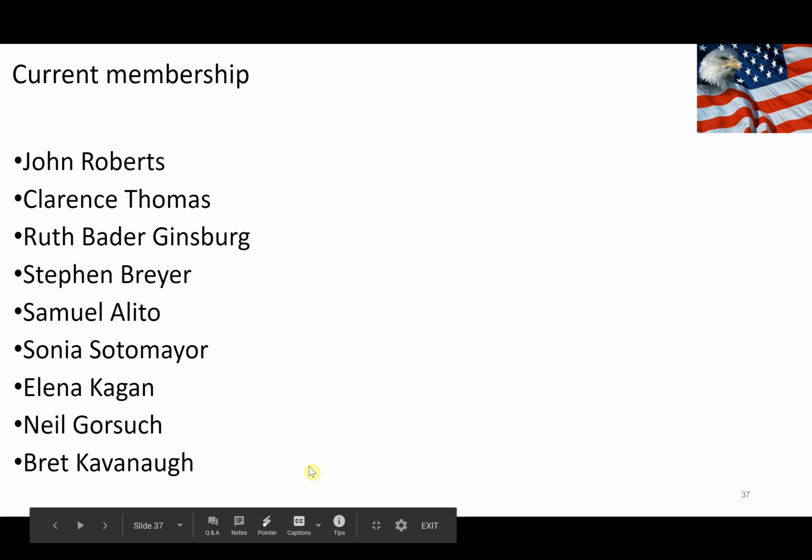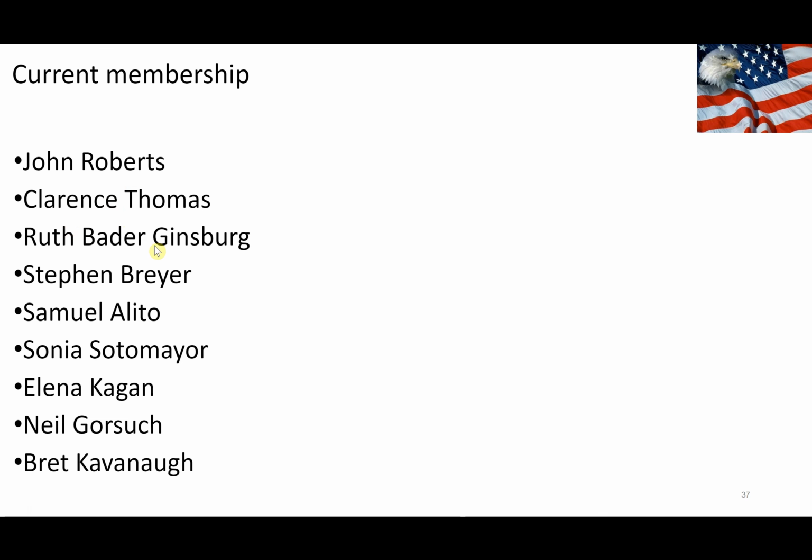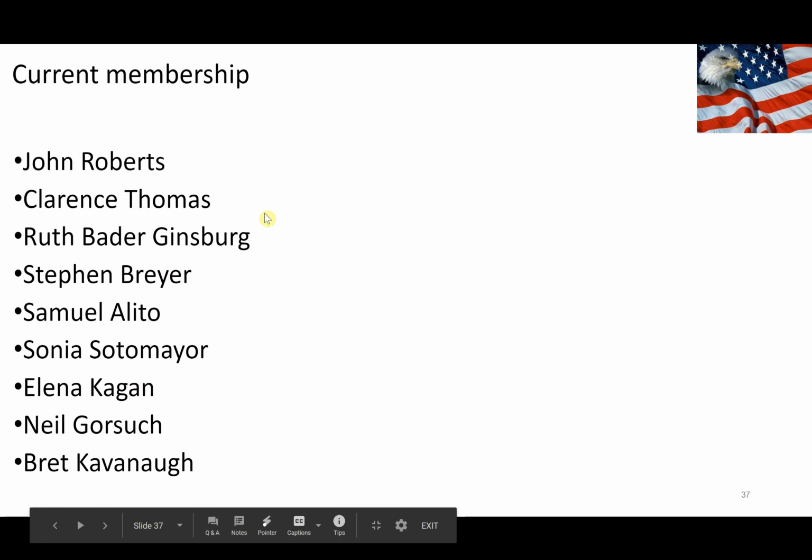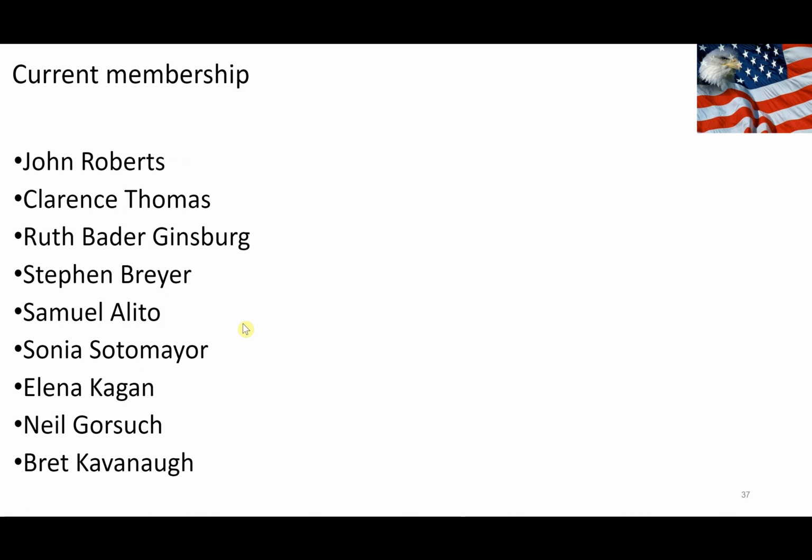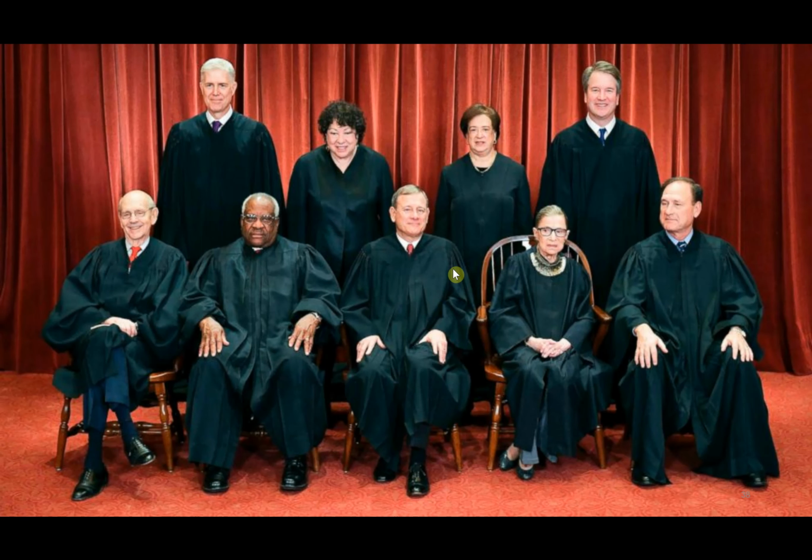So the current membership is John Roberts, Clarence Thomas, Ruth Bader Ginsburg, Stephen Breyer, Samuel Alito, Sonia Sotomayor, Elena Kagan, Neil Gorsuch, and Brett Kavanaugh. Generally, the conservative wing is considered to be Kavanaugh, Gorsuch, Alito, Thomas, and sometimes Roberts joins them, with the so-called liberals being Breyer, Ginsburg, Sotomayor, and Kagan. So this is the current Supreme Court as it is.